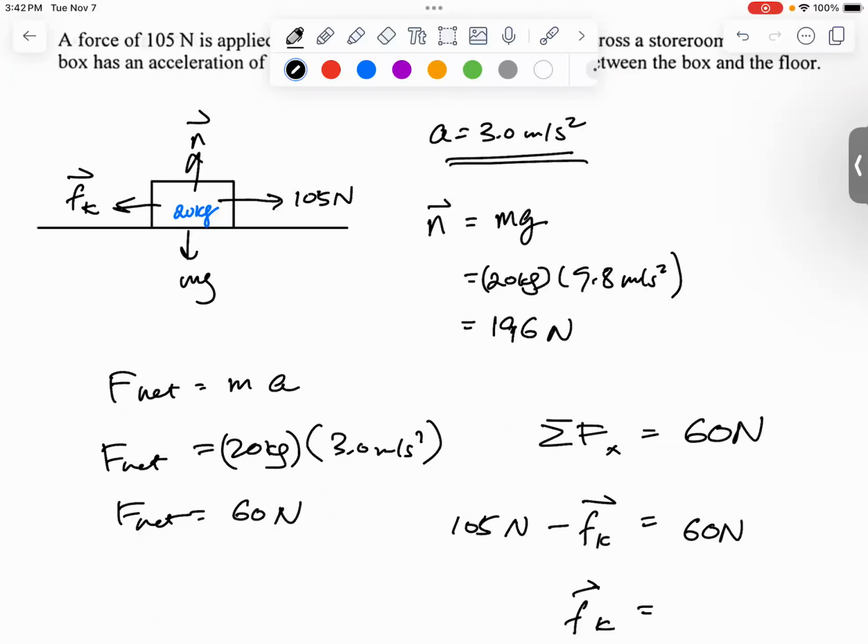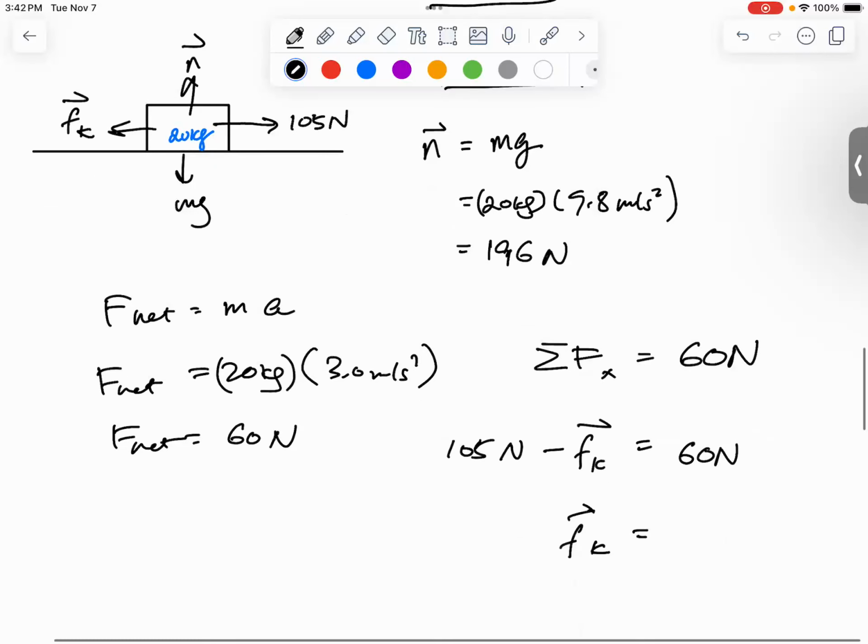So what must be the kinetic friction in this case? It must be 45 newtons, and it's going to be in the opposite direction.